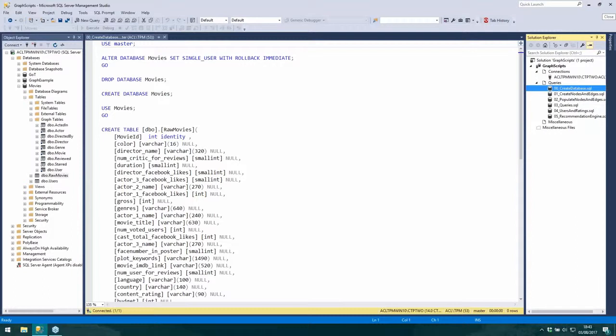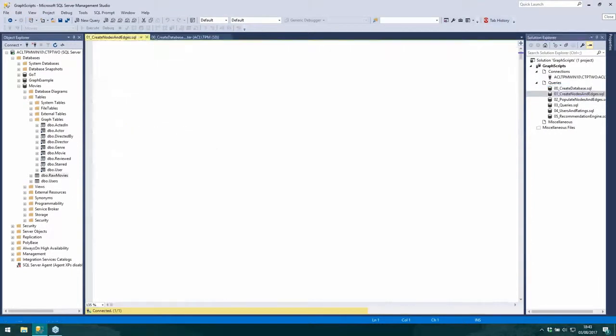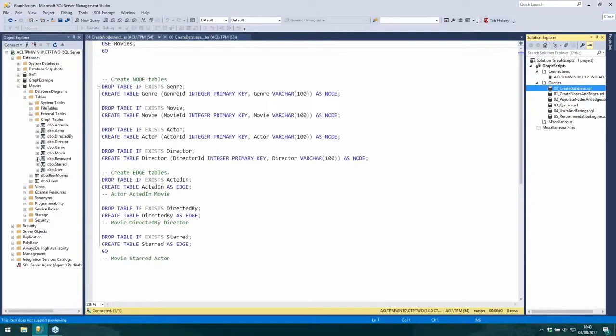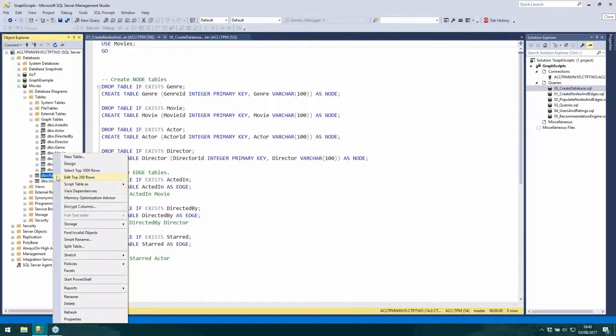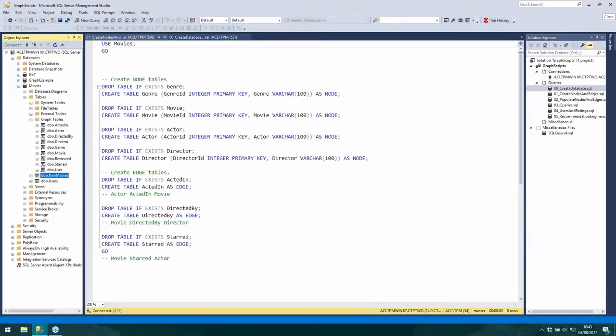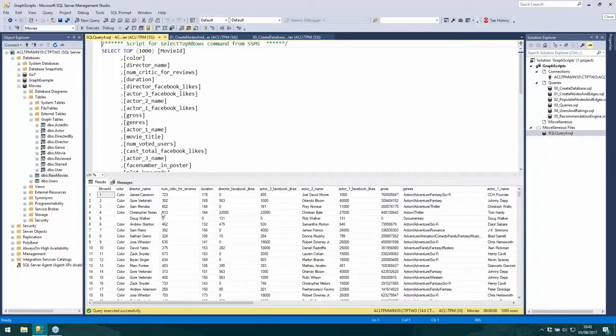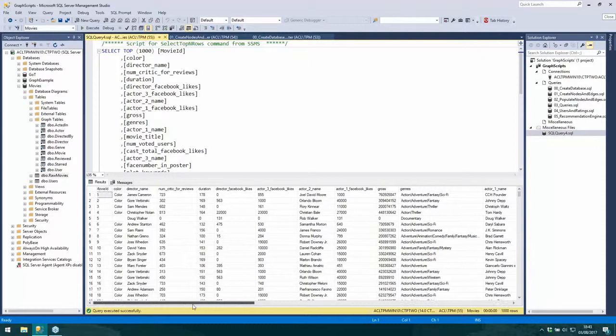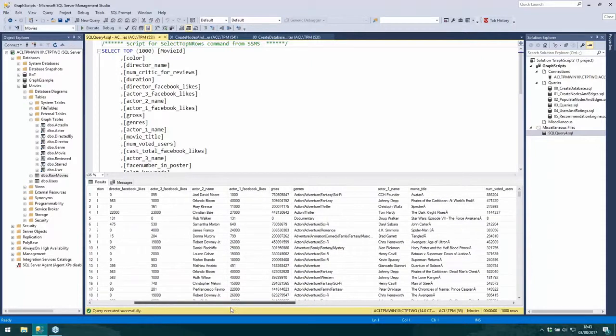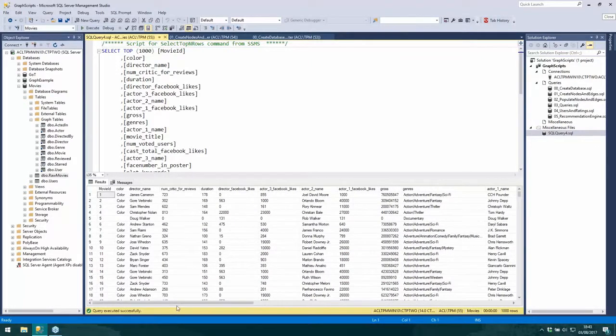So I'm not going to create the database because it needs to be populated with some raw data. So what I'm going to do is skip that process. But let's have a look at this raw movies table. This is the raw data that I'm working with. This is some data shredded from IMDb. Essentially, each line relates to a movie, and that movie has who was the first actor, who was the second actor, who was the third actor, who directed it, etc.